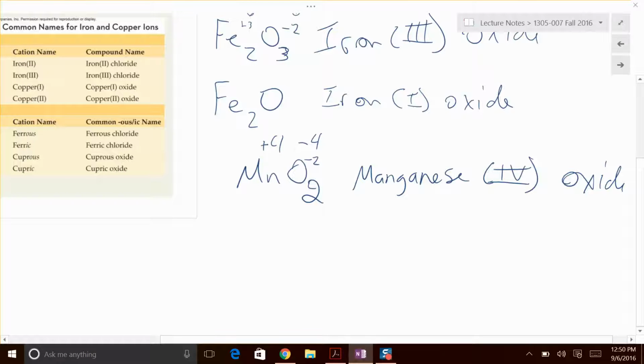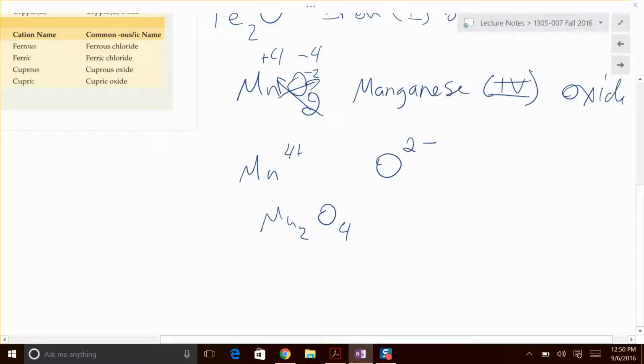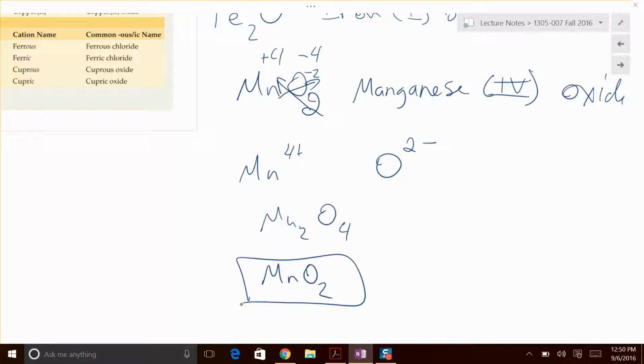Did the switchy thing work there? So you see, you have to be careful. It didn't work. Does it always work going forwards? Yes. Well, let's see. Manganese 4 oxide, if I was going to write the formula for it, I'd say Mn4+ and O2-. I switch those, Mn2O4. But what's wrong? It's not in its lowest ratio form, so I have to write it MnO2. Okay? So this is the formula for manganese 4 oxide. All right.